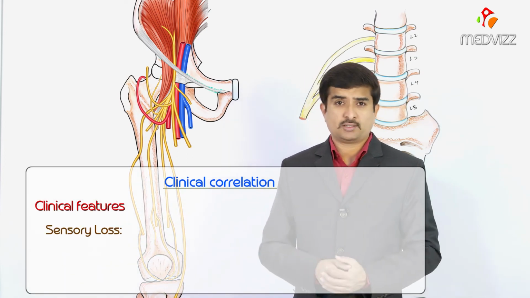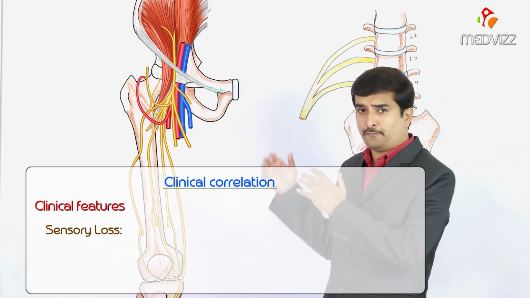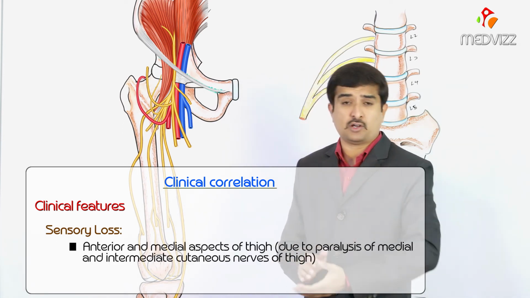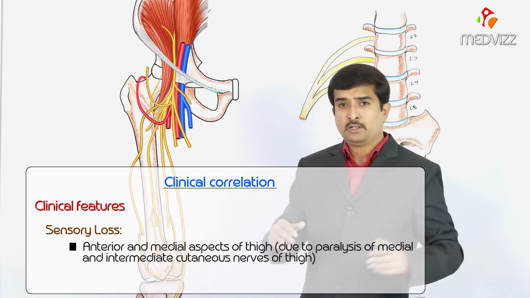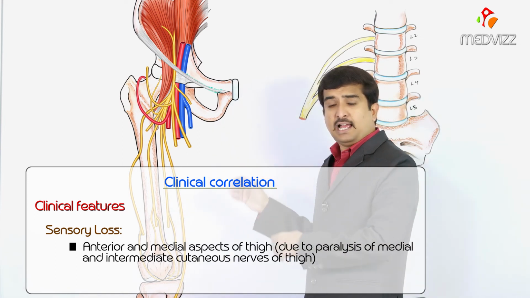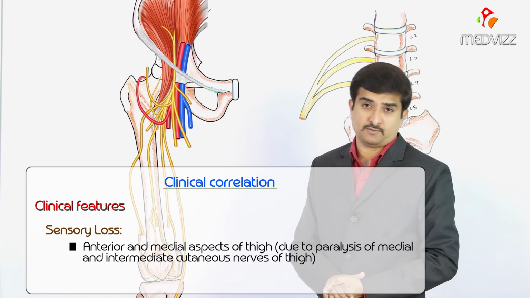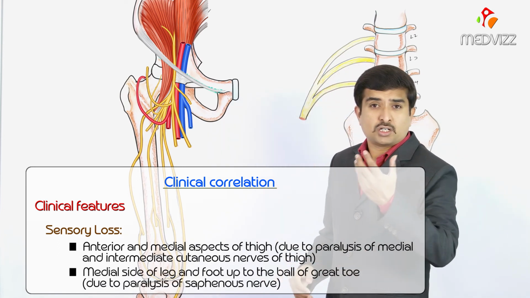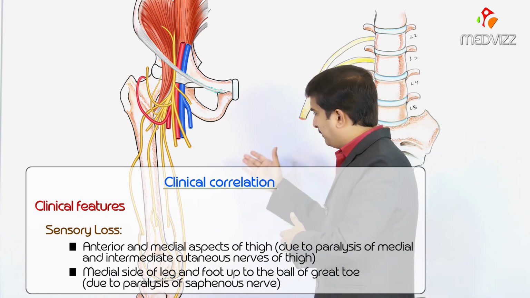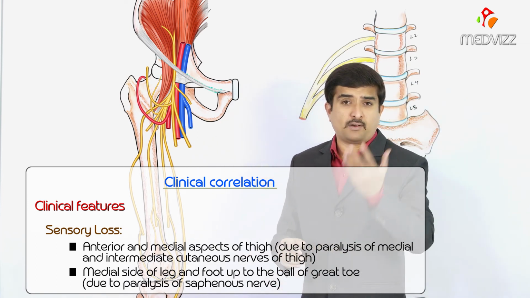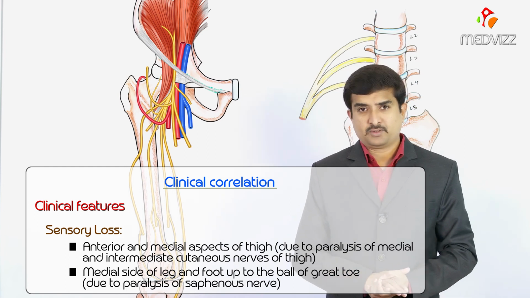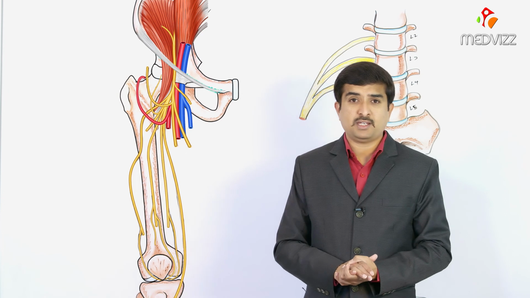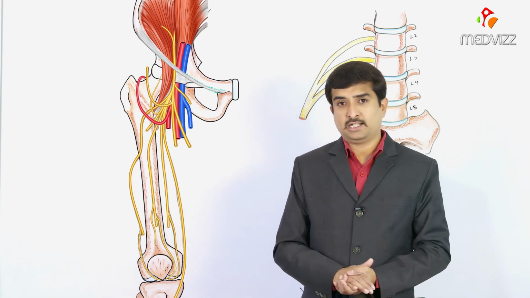And sensory loss is typically seen in patients with femoral nerve injury over the anterior and medial aspects of the thigh. It is mainly because of paralysis of the medial as well as intermediate cutaneous nerves of the thigh, and on the medial side of the leg and foot up to the ball of the great toe it is mainly because of injury or paralysis of the saphenous nerve. So by this we completed in detail the femoral nerve anatomy, its innervation and the clinical application.